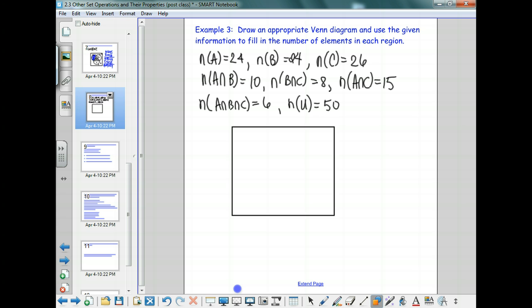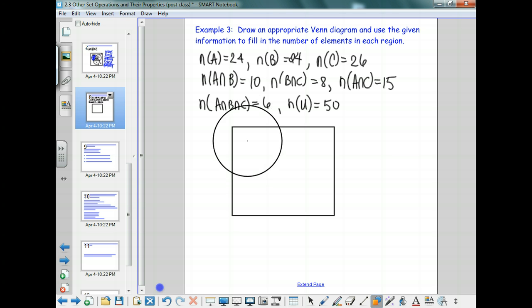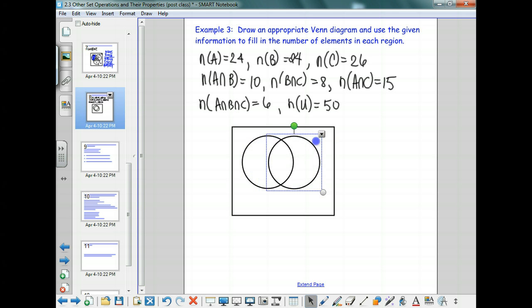And in my picture I need what? 3 circles. Whoa. Make it so big, huh? Let's try to move that. And I'm going to label my circles. Alright. Now, here's the deal.